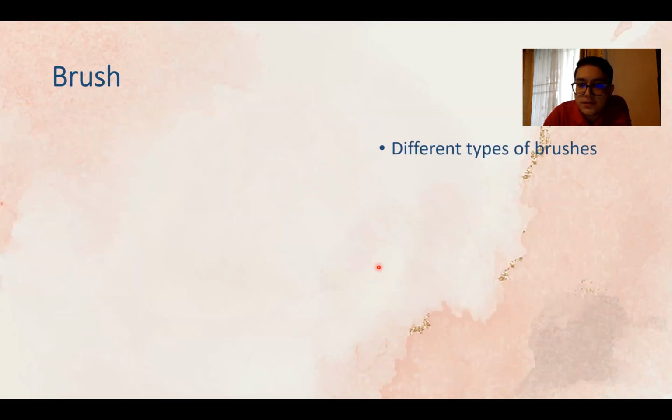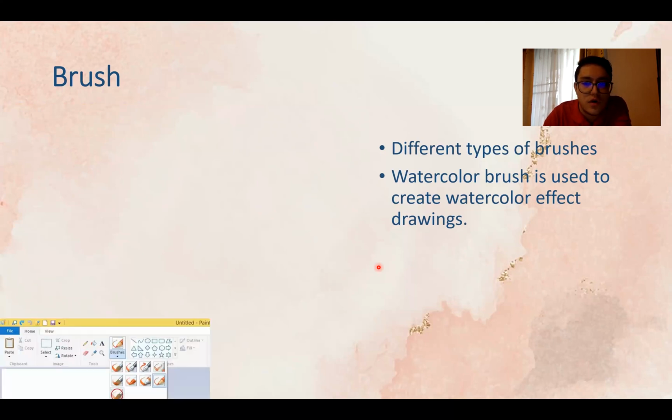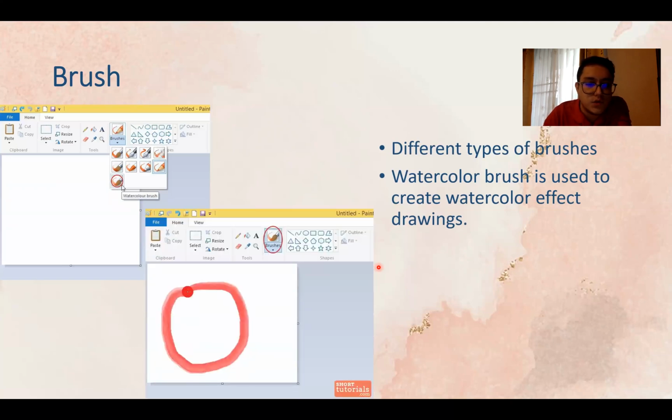The next option would be the watercolor brush, which is used to create watercolor effects in drawings. And this would be the sample. This would be how it looks. You can see that it looks like a watercolor drawing. Okay, so number 1, 2, 3, 4, 5, 6, 7, 8, 9. It's the 9th and last brush in your options.